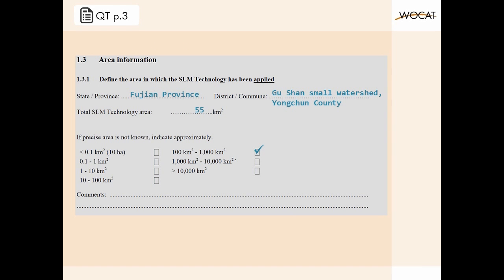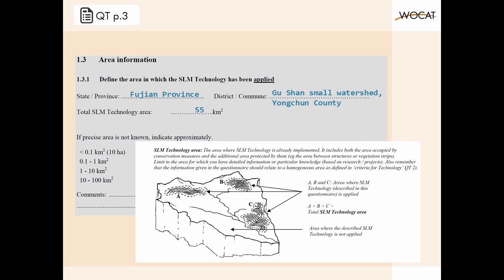One of the most difficult questions is about the total area under the technology. It refers to the area where the SLM technology is already implemented and includes both the area occupied by conservation measures and the additional area protected by them. For example, it includes the area between structures or vegetation strips.